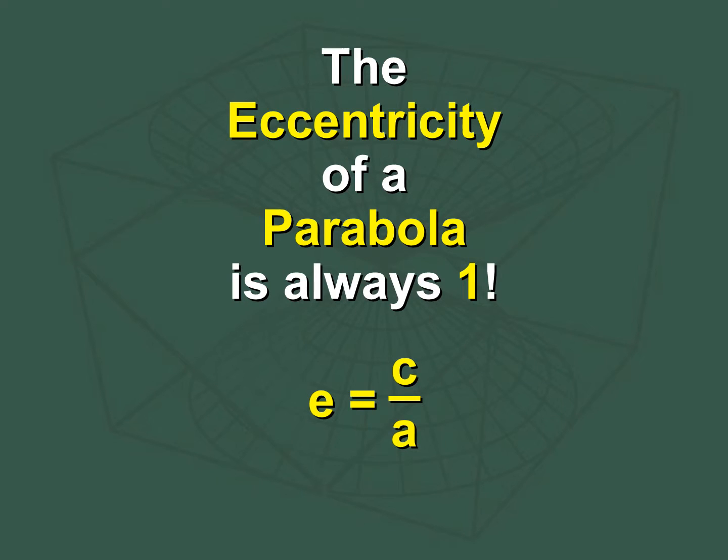So the eccentricity of a parabola is always 1. The reason that it's always 1 is because e is equal to c over a. And remember, we just said in that previous slide that c and a have to be equal. And if c and a are equal, then anything over itself is equal to 1, which is why the eccentricity of a parabola is always 1.